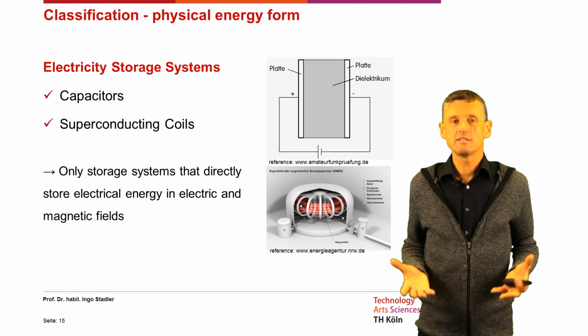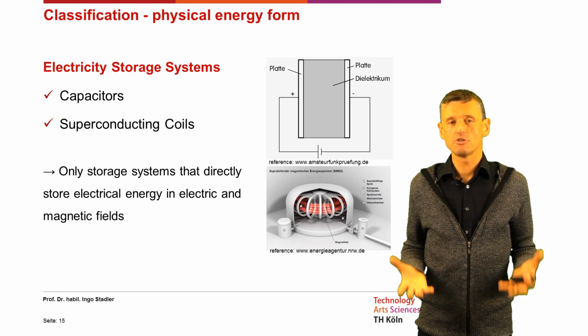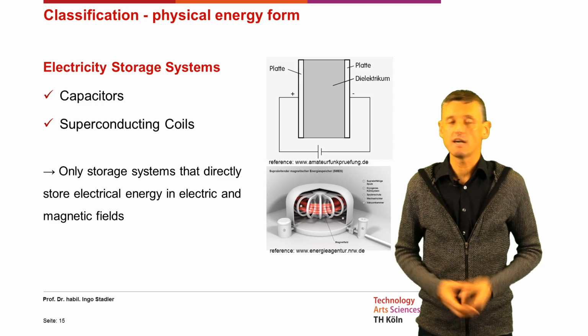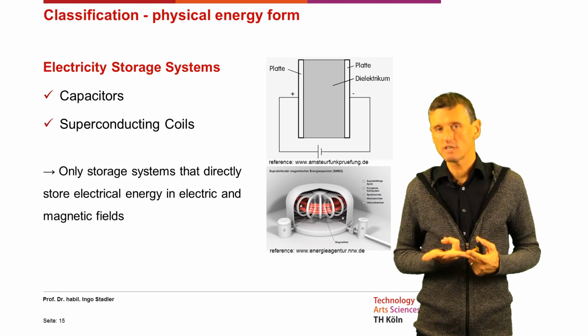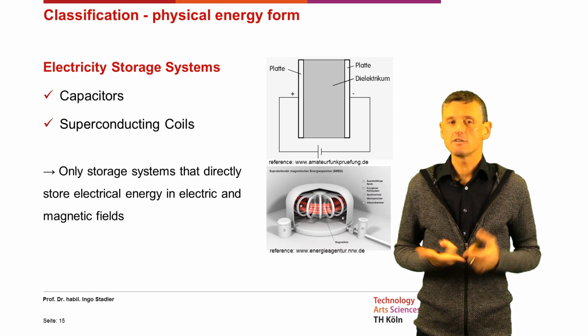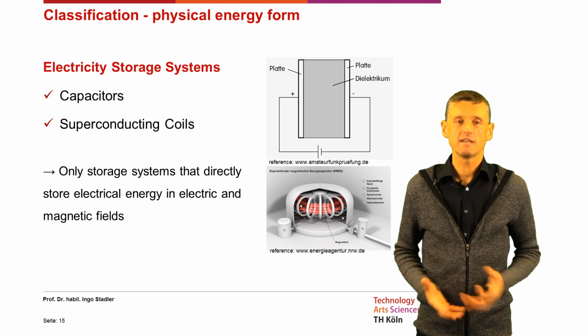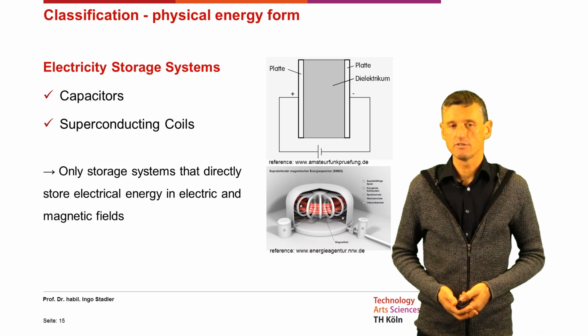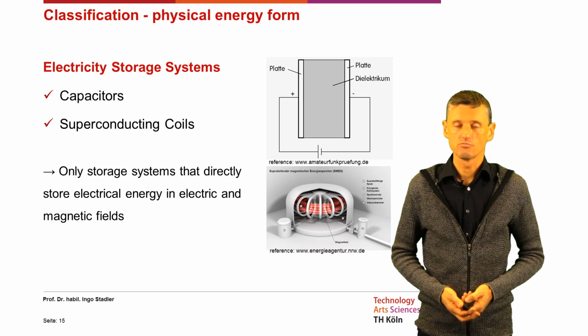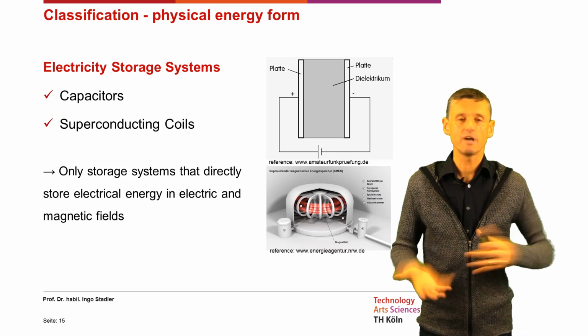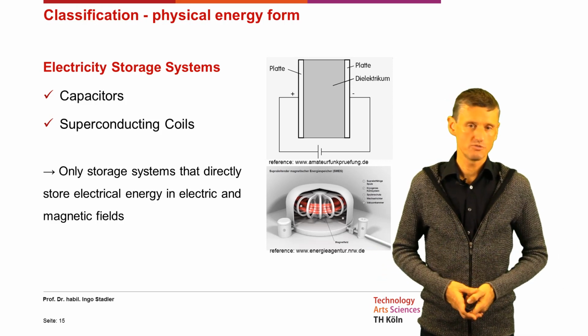Another way is the direct electrical storage systems. That is either capacitors or superconducting coils. And these are the only systems that directly store electrical energy in electric and magnetic fields. All other storage systems require additional conversion processes.